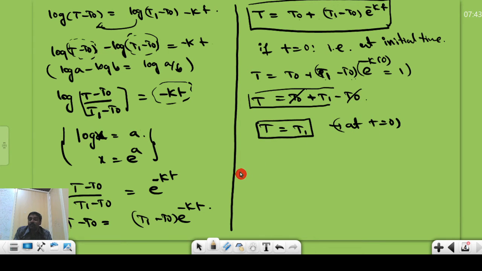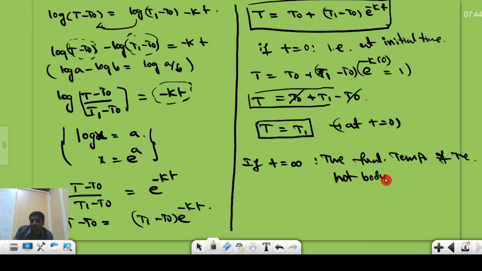Again, I am taking the temperature of the body at a long time. Long time means we are taking infinite time. That means we waited a long duration to cool the hot body. If time is equal to infinity, what is the final temperature of the hot body? What is happening to the hot body?